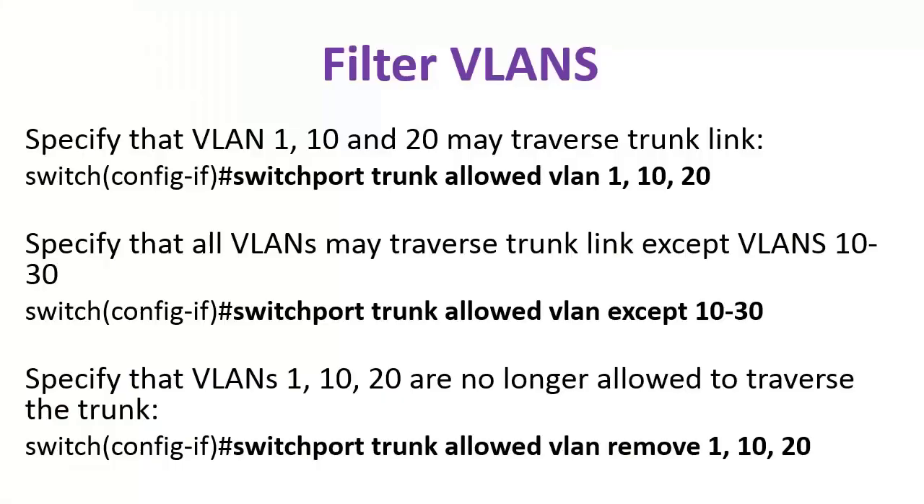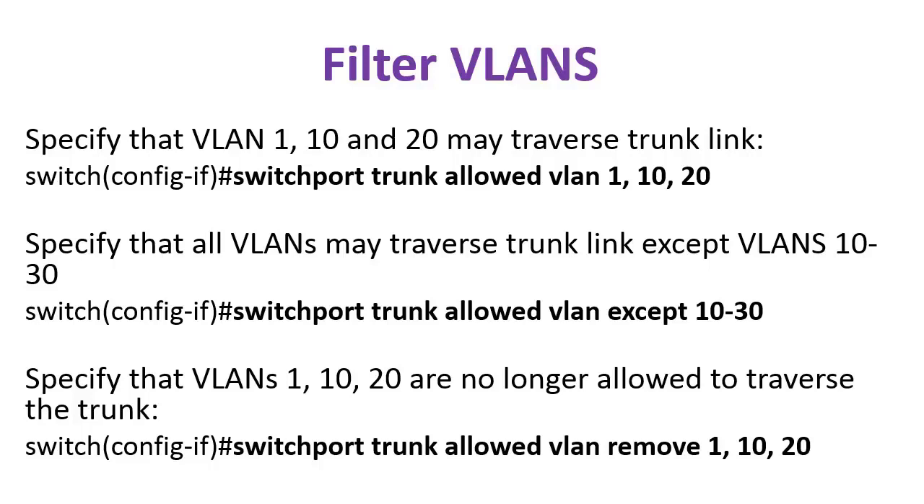So here's how you filter VLANs over a trunk. Specifically, use the switchport trunk allowed vlan command. For example, if you want to specify that VLAN 1, 10, and 20 may traverse the trunk link, you program switchport trunk allowed vlan 1,10,20.